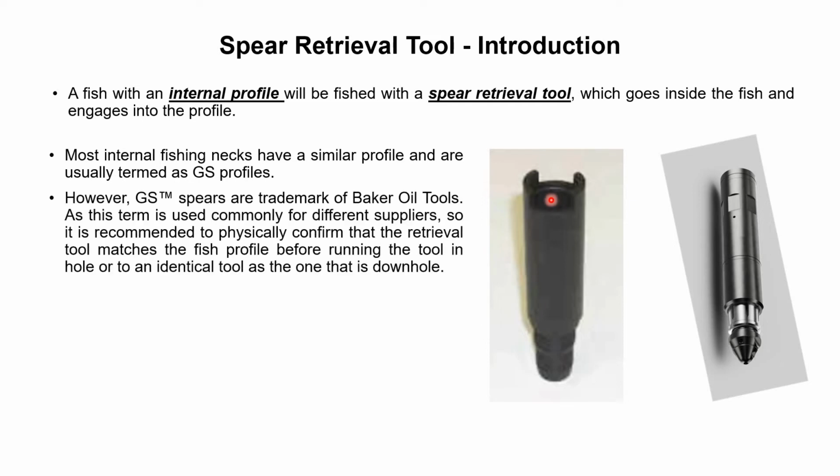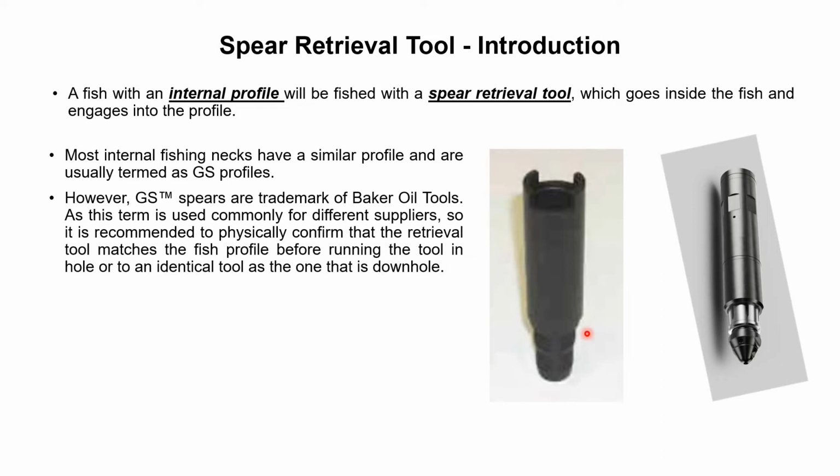However, GS spears are a trademark of Baker Oil Tools, though this term is used commonly for different suppliers. So it is recommended to physically confirm that the retrieval tool matches the fish profile before running the tool in hole, or to confirm against an identical tool to the one that is downhole. What does it mean? It means that the term GS, as I mentioned in the previous point, is used because most fish necks have a similar internal profile, and we call this internal profile the GS profile. But technically speaking, the term GS is for Baker Oil Tools. For Baker Oil Tools, their internal profile is the GS design.